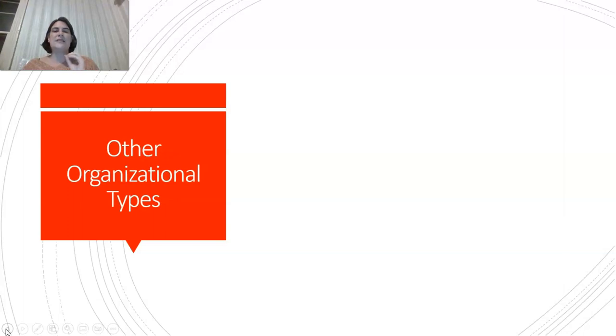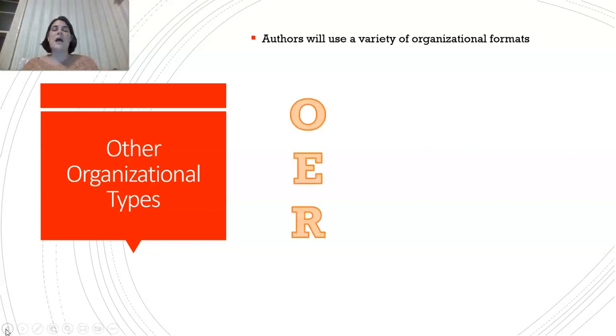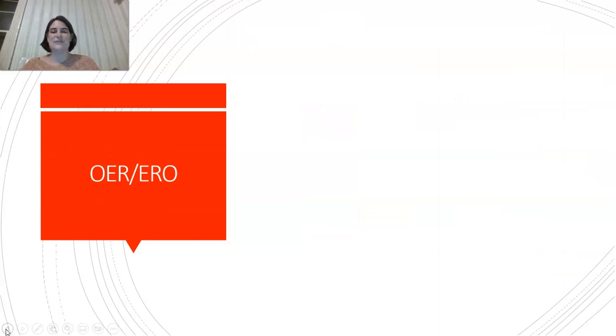However, let's face it, as great as that format is for answering short answer questions, it's not the only organizational type that's out there. So authors will use a variety of organizational formats depending on their purpose. And the two we're going to talk about today are OER and ERO. Now, I know I'm throwing more letters and acronyms at you, but this is actually going to be super familiar. So let's look at what these letters mean. First, O is opinion, E is evidence, and R is reasoning.